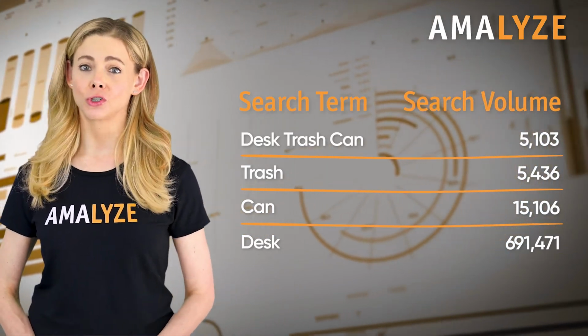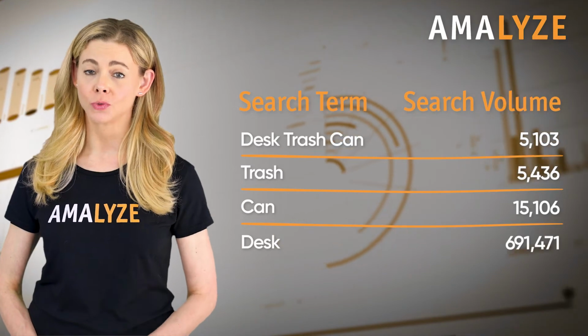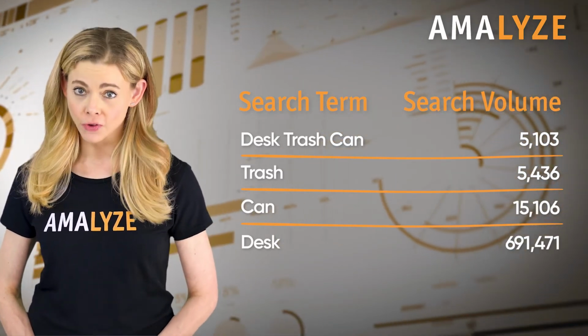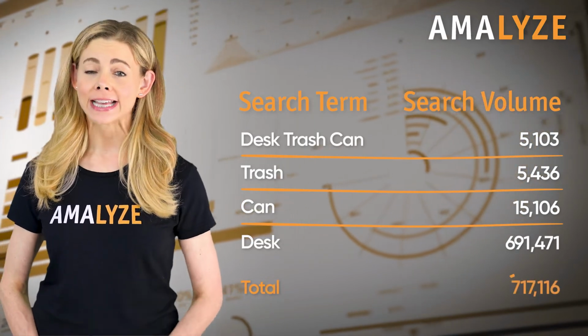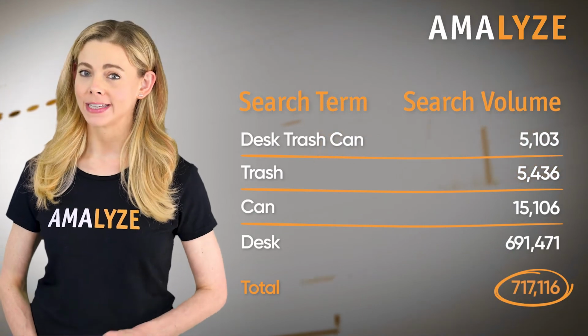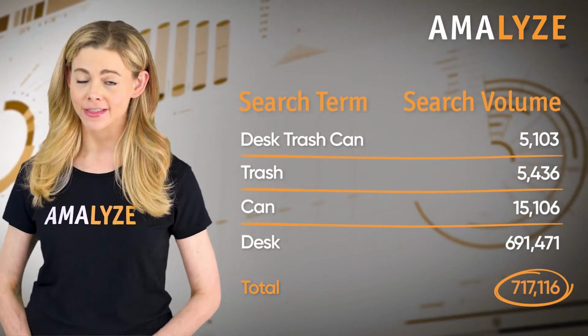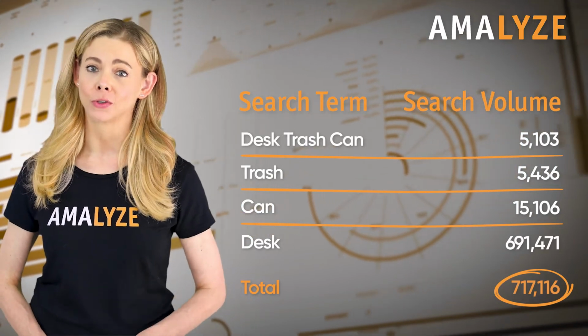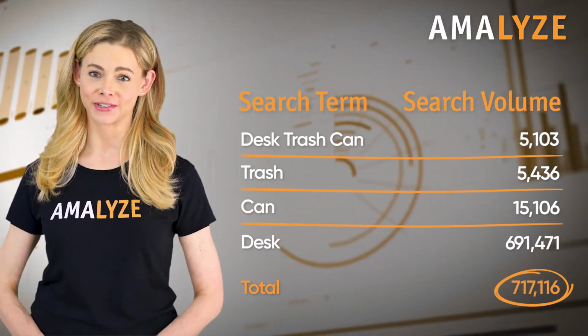So when using the search term "desk trash can," which uses only 14 characters in our title, those 4 search volumes add up to a total of 717,116, which makes the usage of "desk trash can" the most efficient, as we gain the maximum number of search volume while using the lowest number of characters.